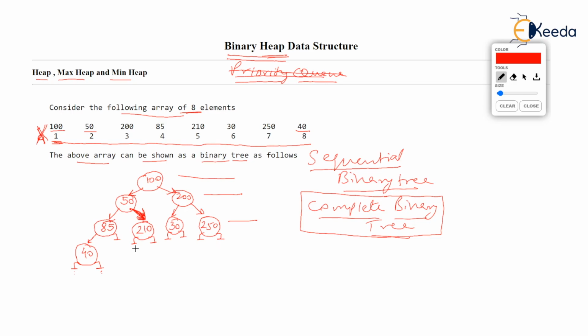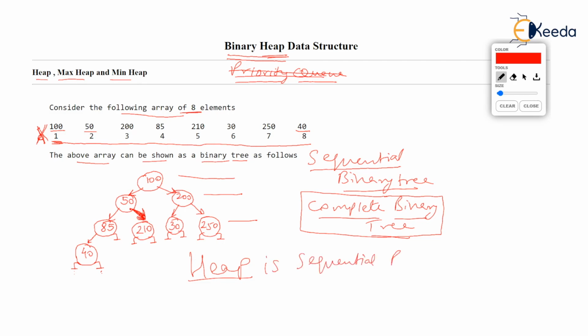Okay. Now the diagram which I have drawn, anybody would say this is a binary tree. Yes, I agree this is a binary tree. This is a sequential binary tree. But this diagram is also called a heap. This is a heap. Okay, so what is a heap? A heap is a sequential binary tree.